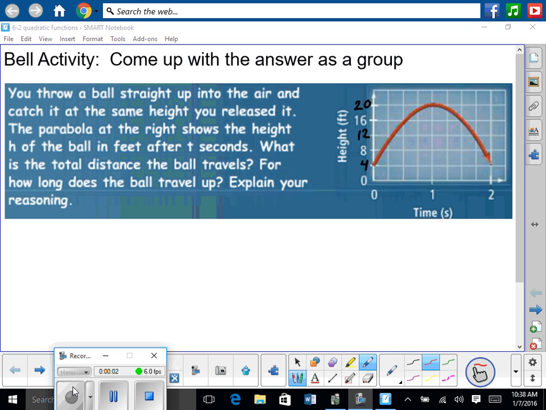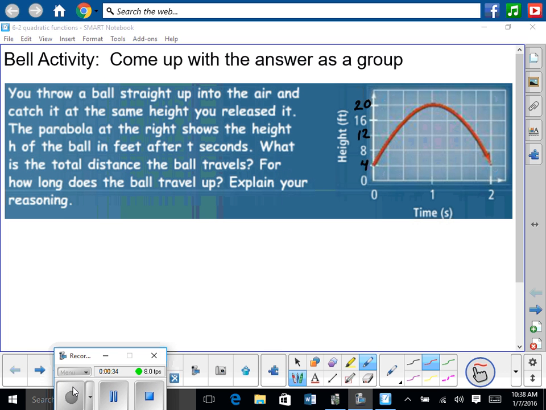Okay, so for the distance the ball travels, the ball starts at 4 feet and it moves up to 20 feet. It's starting at 4 feet, so you take 20 minus 4, and that makes it 16. Then also the ball is traveling down 16 feet, and that would make it 32 feet for the total distance the ball travels. Okay, pause. Does everybody understand why it's 32 feet, the total distance? Very good. Awesome. Continue to explain.